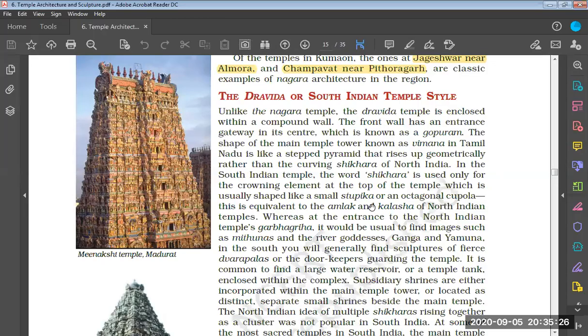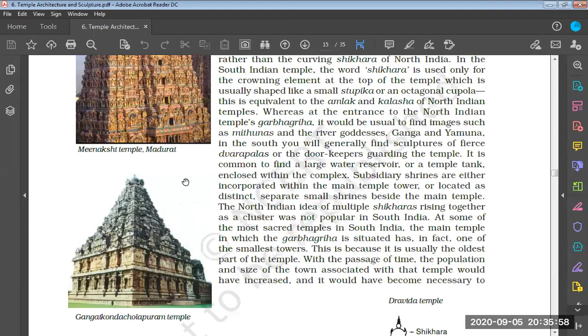So today we are going to discuss the Dravida or the South Indian temple style. We had already finished the Nagara style of temple architecture. So today we are going to discuss the Dravida style of temple architecture. Before we begin the chapter, let us quickly see what things we are going to cover under this chapter. I'll be scrolling from this point till the bottom of the page, just to see what we will come across.